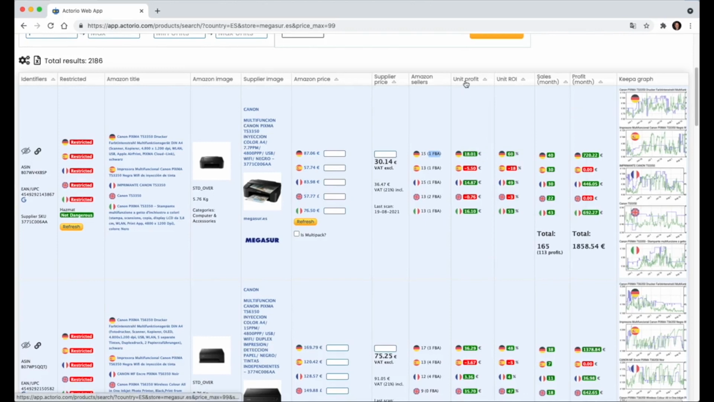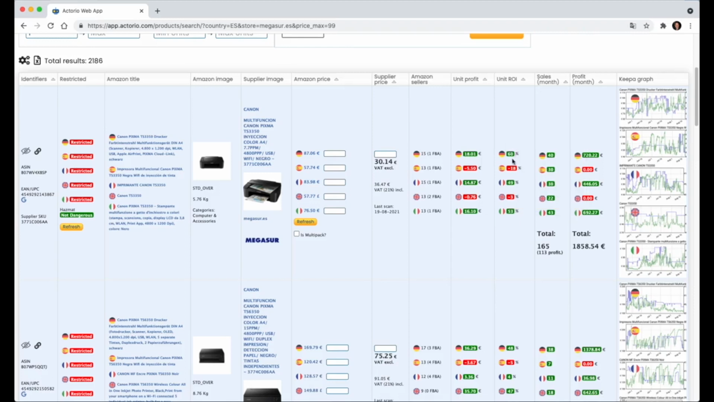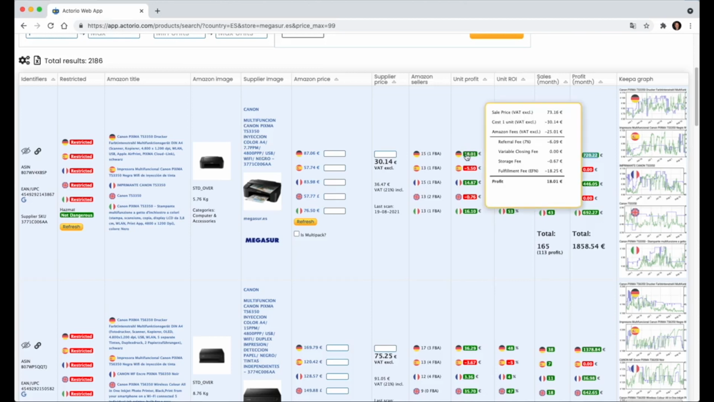Okay, and here is the most important column, which is the unit profit. This tells me how much money I'm going to make if I sell it on, for instance, the German marketplace. So if I take a look here, I see exactly what the sales price is, what the Amazon fees are, the referral fees, etc. Here I see the unit ROI, the number of sales per month, and the profit, which is basically the multiplication of the sales per month with the unit profit.